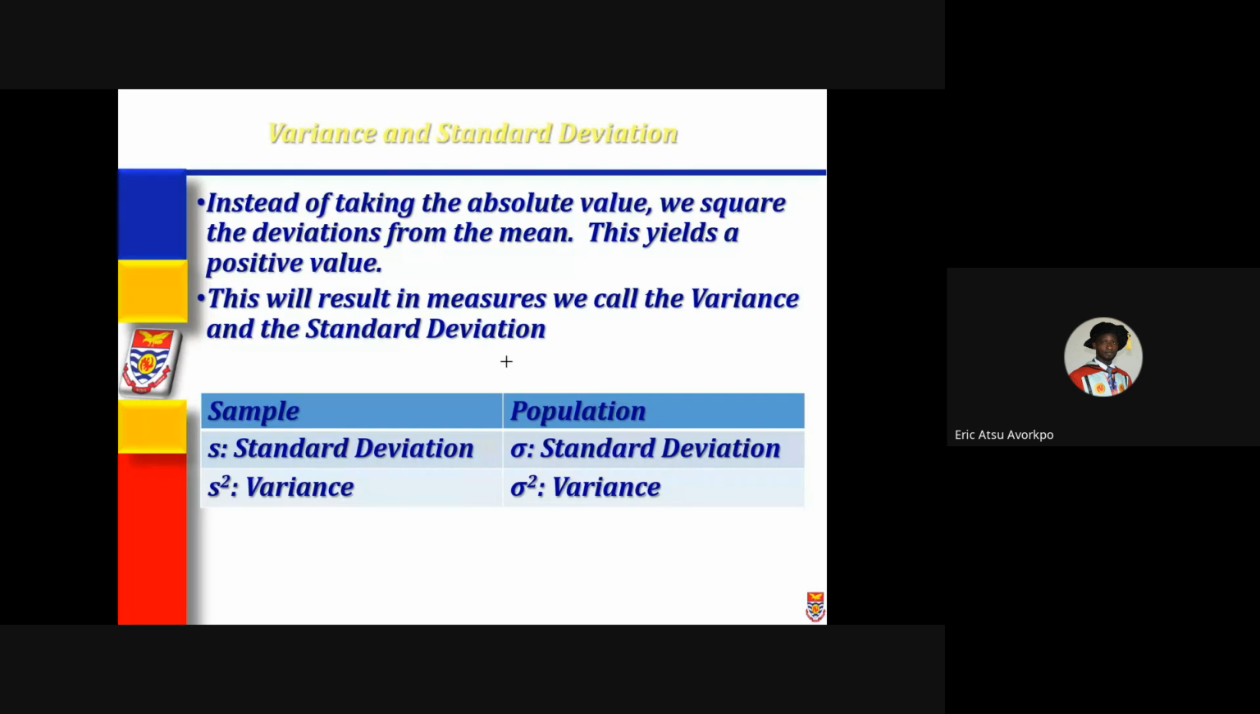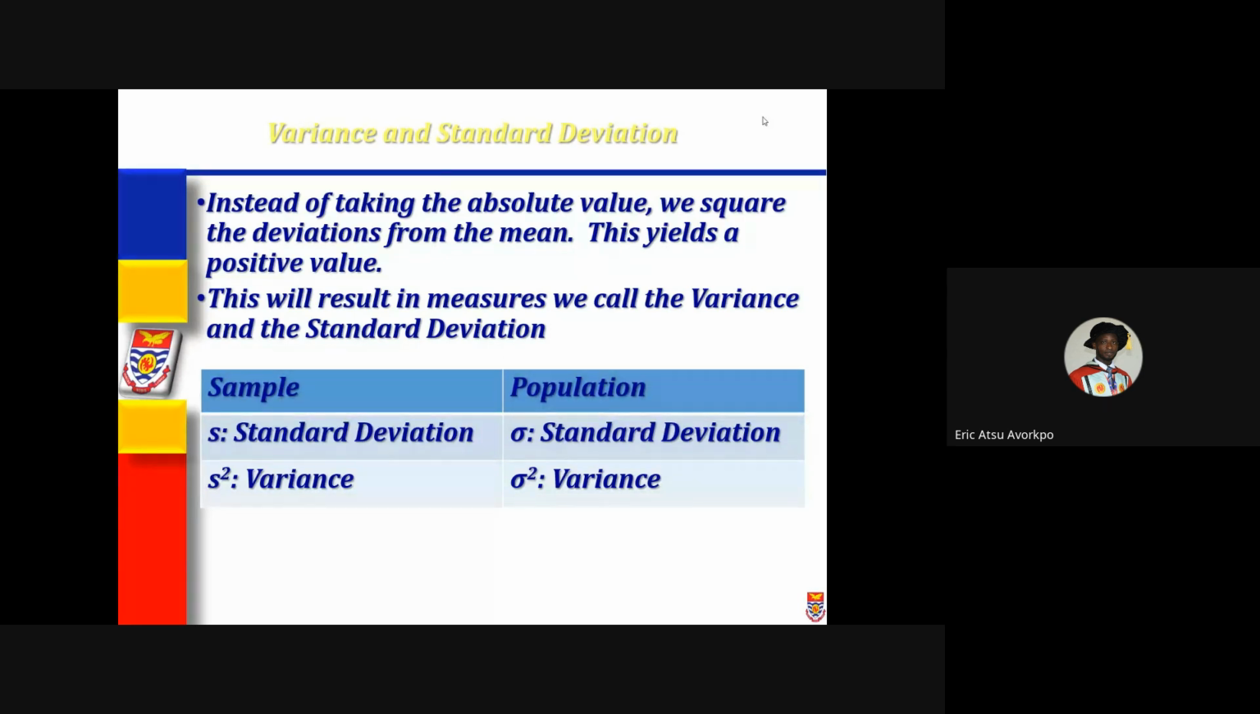So you can see that if you are doing this computation, these notations are very, very important. Anytime we are talking about the standard deviation, we use the small s if it is a sample. But if it is a population, we use sigma, the small version of the sigma. Then when it is the variance, it is the square of the small s if it is a sample estimate. But if it is for the population, you use the square of the sigma.